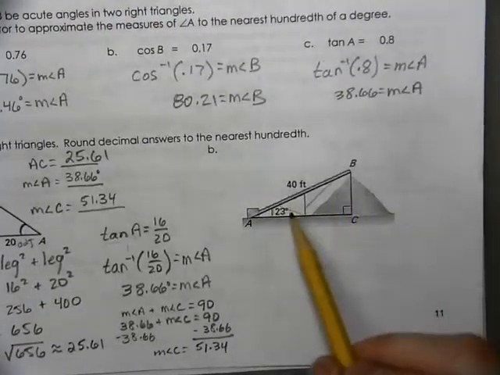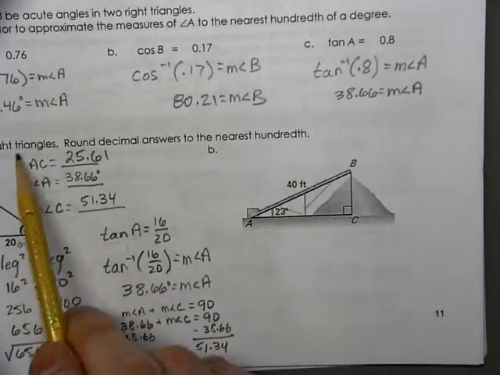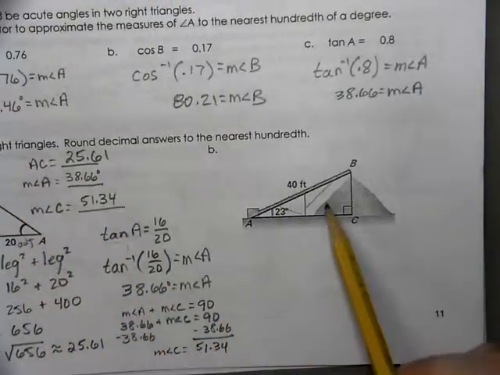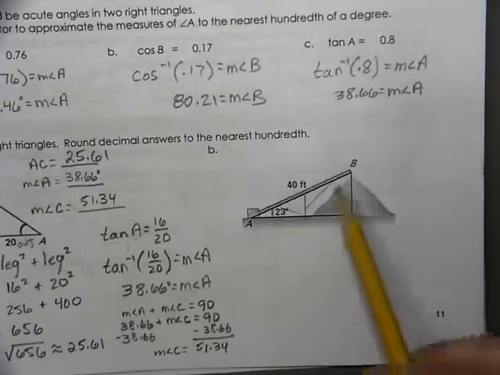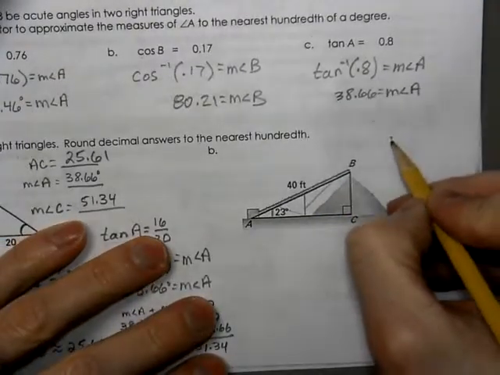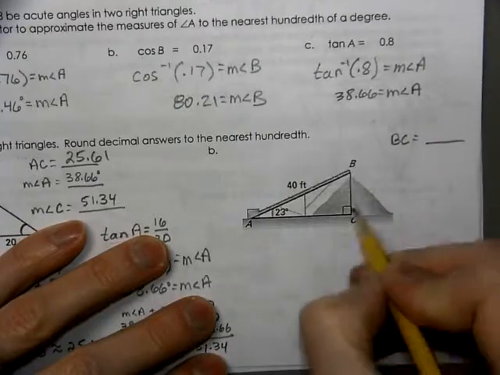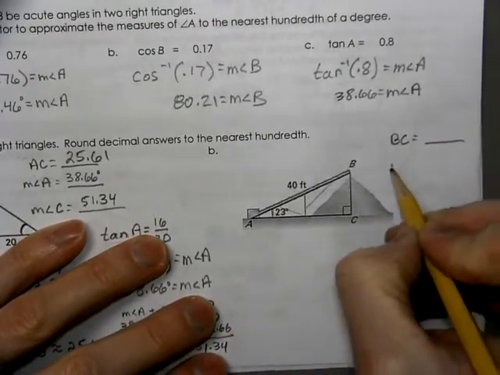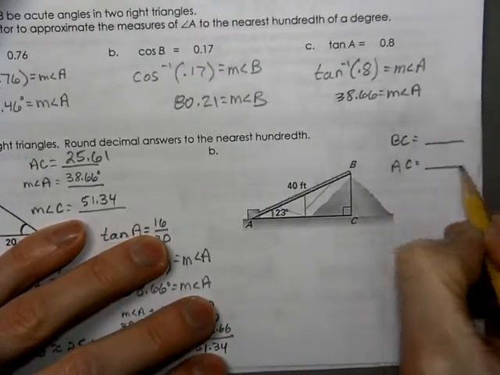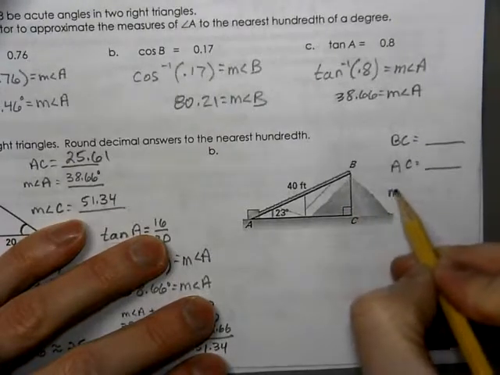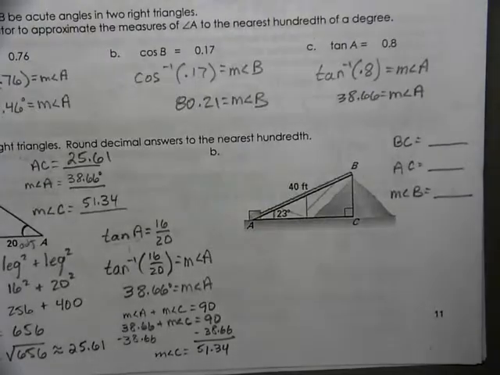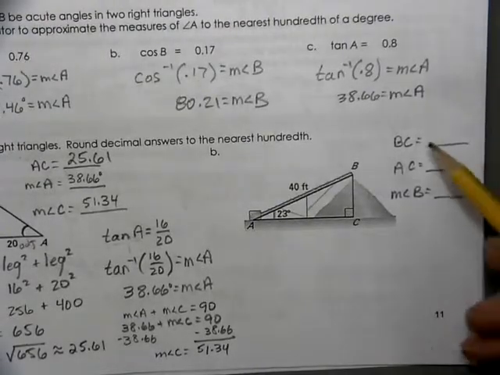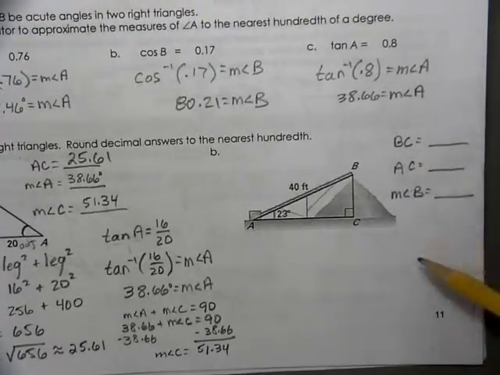Okay, here we're looking for, when it says to solve for a right triangle, that means to find the missing sides and angles. Well, BC is missing. I don't know what its value is. AC, not sure what its value is. And then the measure of angle B, not sure what its value is. So you're able to solve for any of those pieces first if you wanted. The order doesn't matter.